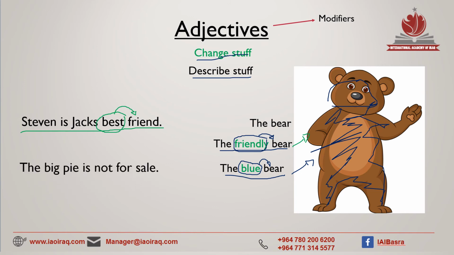The big pie is not for sale. Which word in this sentence is modifying another word? If you guessed big, you are also correct. The word big is modifying pie.